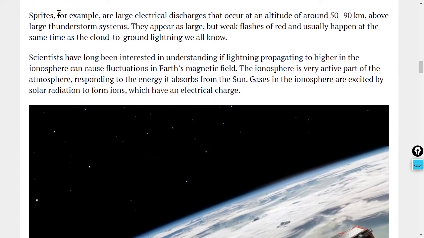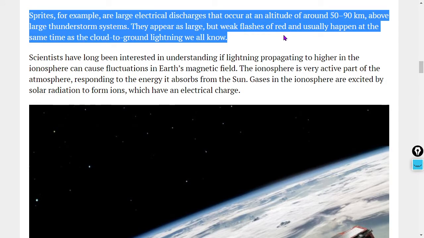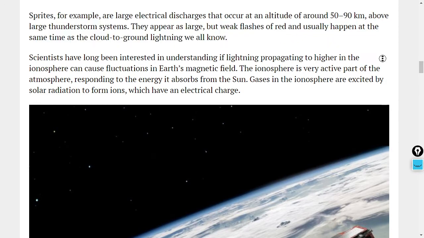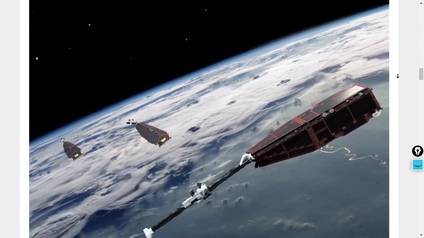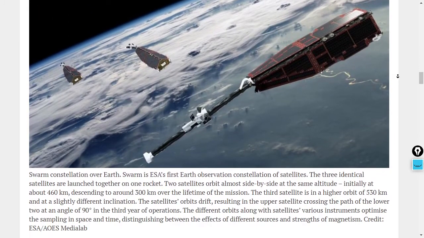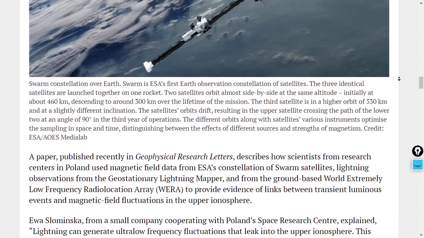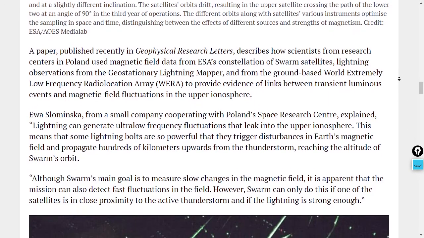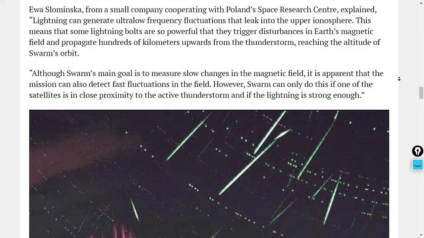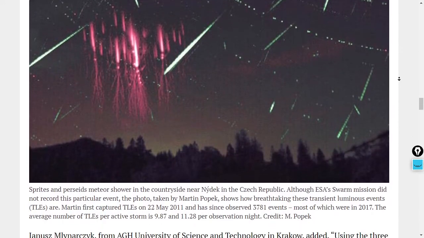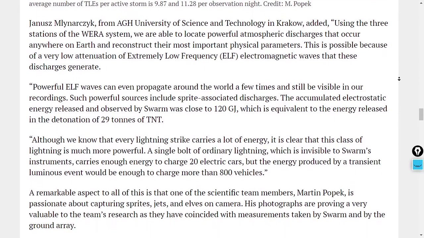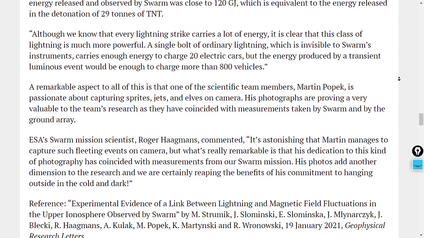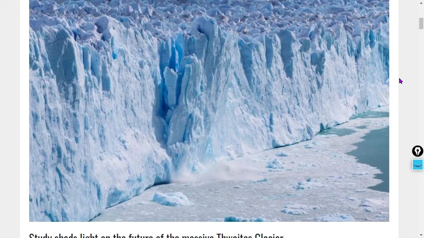Anyway, sprites are large electrical discharges that occur at an altitude of 50 to 90 kilometers above large thunderstorm systems. Our regular viewers may be well aware of it. Turns out there are changes happening to the Earth's magnetic field associated with these. Perhaps this is some progress when it comes to meteorology. I'm just letting the article scroll here. Feel free to have a read. This one is from scitechdaily.com. More fantastic imagery of some red jellyfish there, or whatever you'd like to call them, pink diamonds, blue moons, purple horseshoes, whatever. Funky UV emissions.